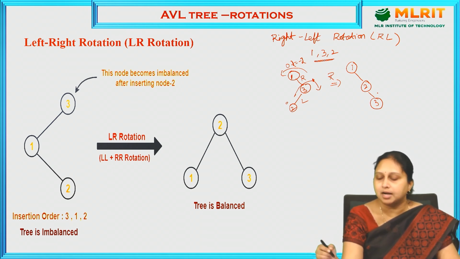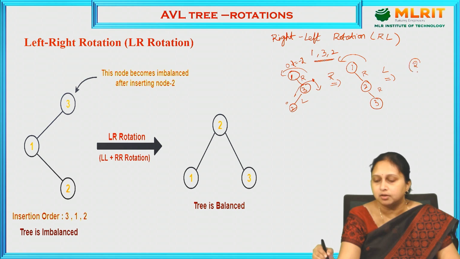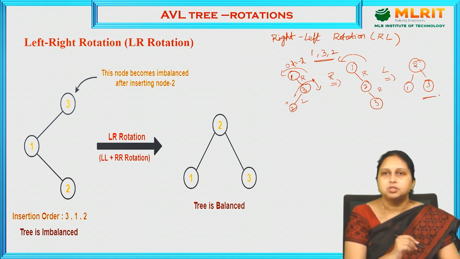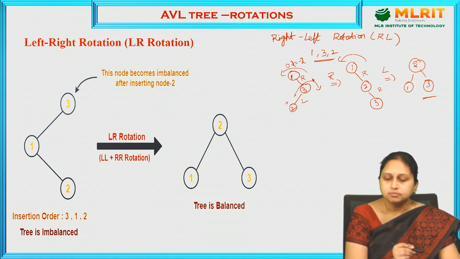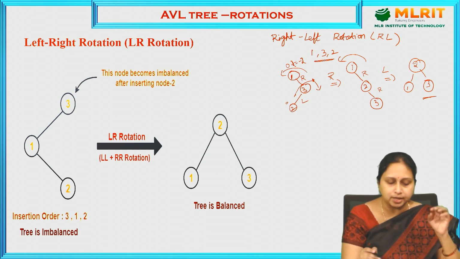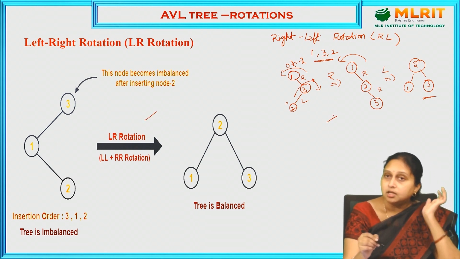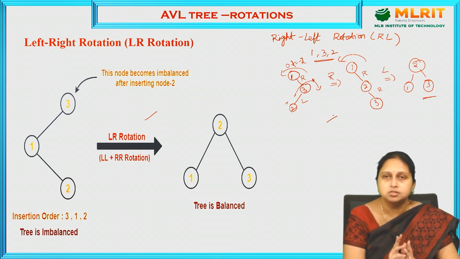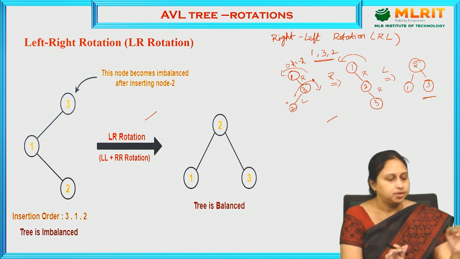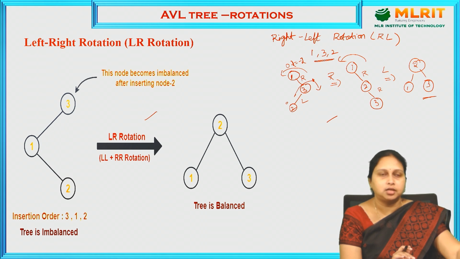Still it is imbalanced. Now what do I need to do? This is imbalanced because of RR. Now we need to perform the left rotation, so that we are going to get 2, 1 and 3. This will be balanced like this. Now in these two cases, this case and this case, we are going to perform the rotations twice. These are the 4 rotations that we will be using in our AVL trees to balance our tree.